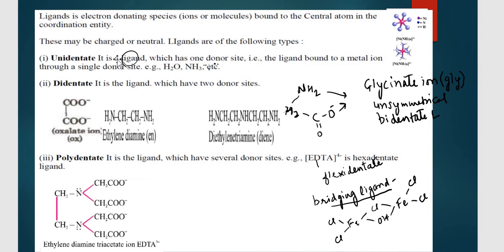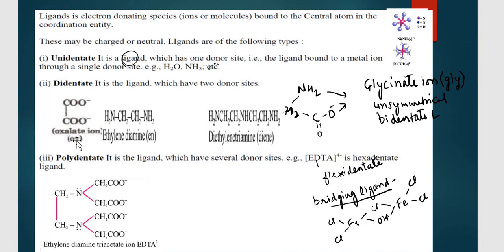Now, ligands can be of different types. They can be a unidentate ligand, which has one donor site. Uni means one. So the one which has one donor site is called unidentate, like water or ammonia. Water binds through oxygen because oxygen has a lone pair of electrons. In ammonia also, the nitrogen has a lone pair of electrons, so it binds by that. So it's a unidentate.